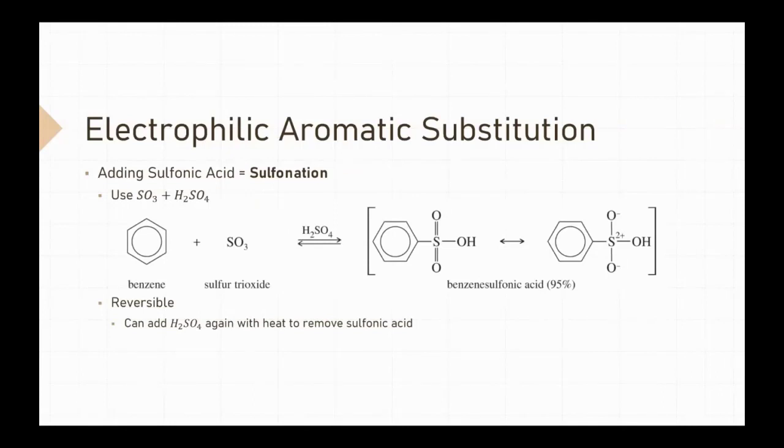Now sulfonic acid, that's just SO3 H2SO4, similar to adding a nitro group. This H2SO4 will turn this SO3 into an electrophile, making it able to attach to the benzene. This is unique in that you can use H2SO4 again to remove it, to remove that SO3 or the SO3H.